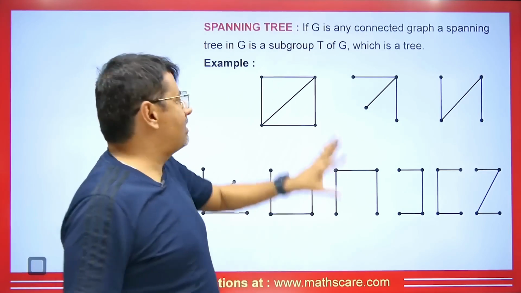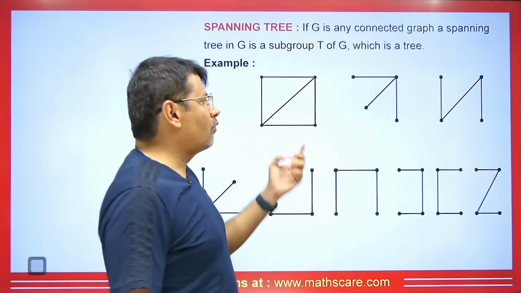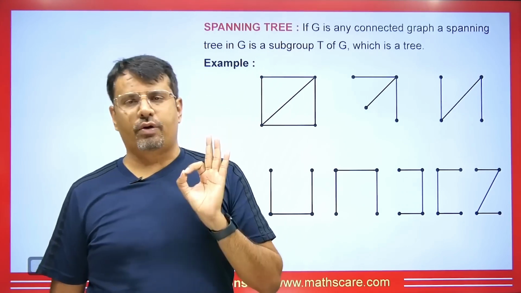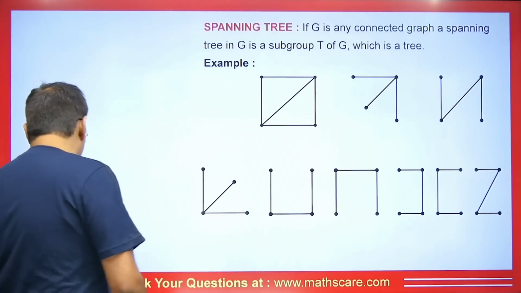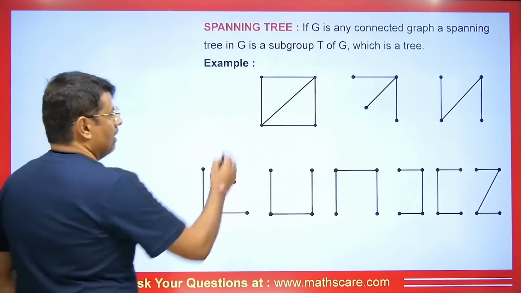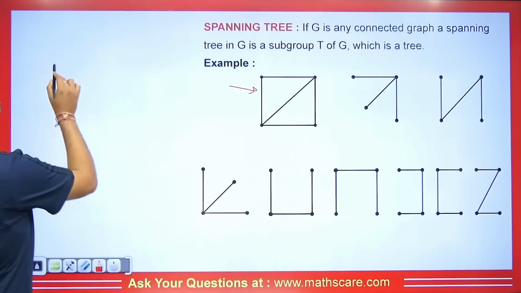So next, we need to remove the subgraphs from here. Is that clear? All those subgraphs should be in the form of a tree. Then what are they called? So they are called the spanning tree. I will try to explain the concept, okay? For example, this is given and we have to find the spanning tree. Now what will happen here?